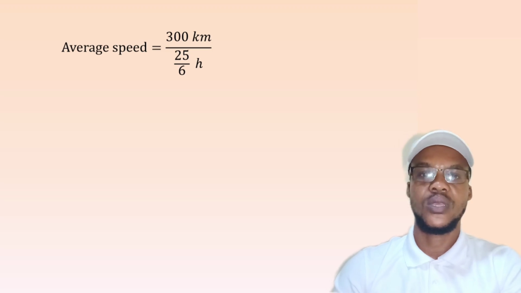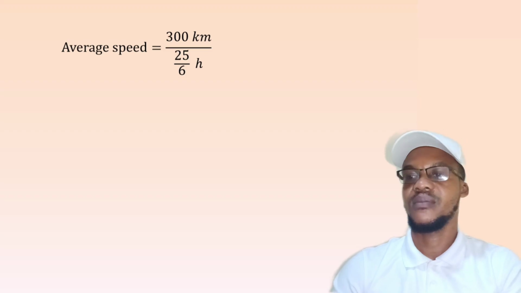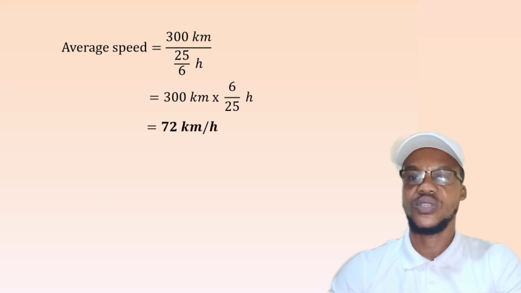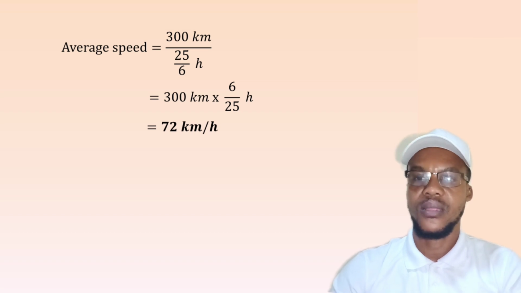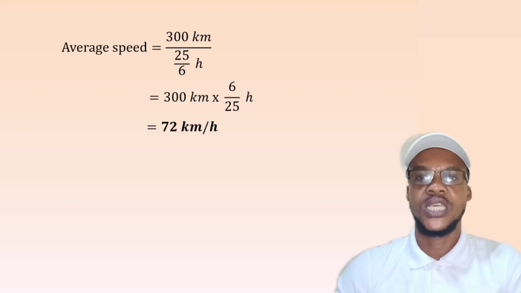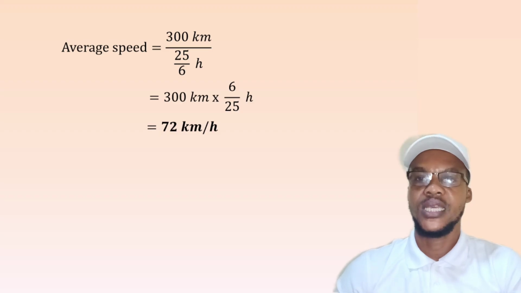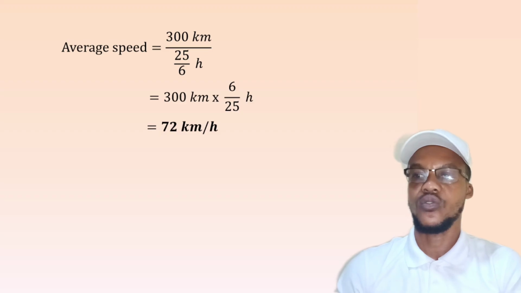Okay, good. So the average speed is 300 kilometers divided by 25.6 hours, and when we multiply through, we are going to get 72 kilometers per hour. Now you know that for average speed, sometimes the units differ. There are times that you may be given meters and the time may also be given in seconds. But in this case we are given kilometers.